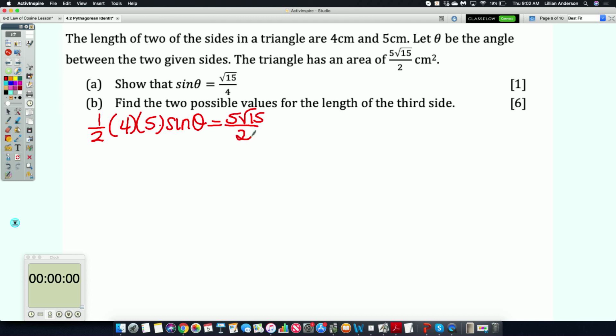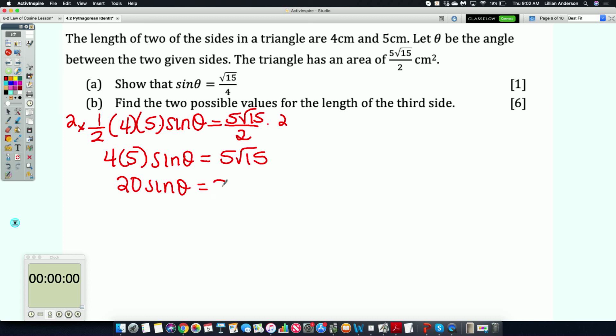Okay? So basically you needed to solve for the sine of theta. That could be anything from multiplying both sides by 2. Okay? So then that way it just turns into 4 times 5. Sine of theta equals 5 square root of 15. This becomes 20. When you multiply 4 and 5, you divide both sides by 20.